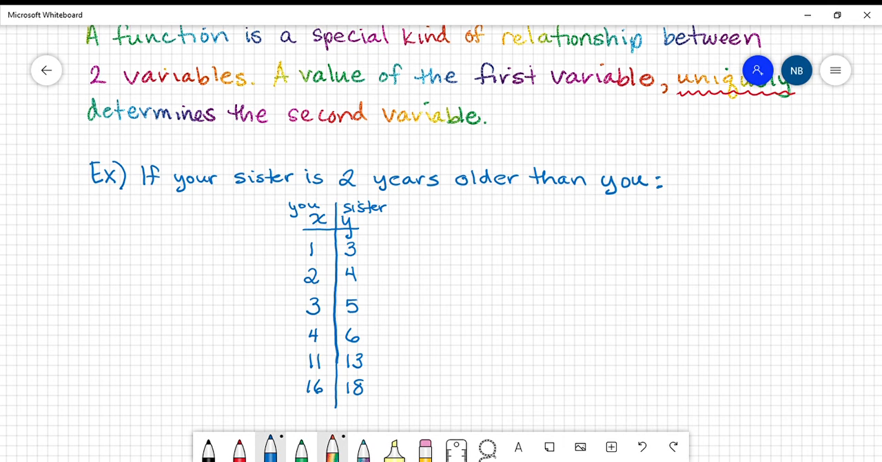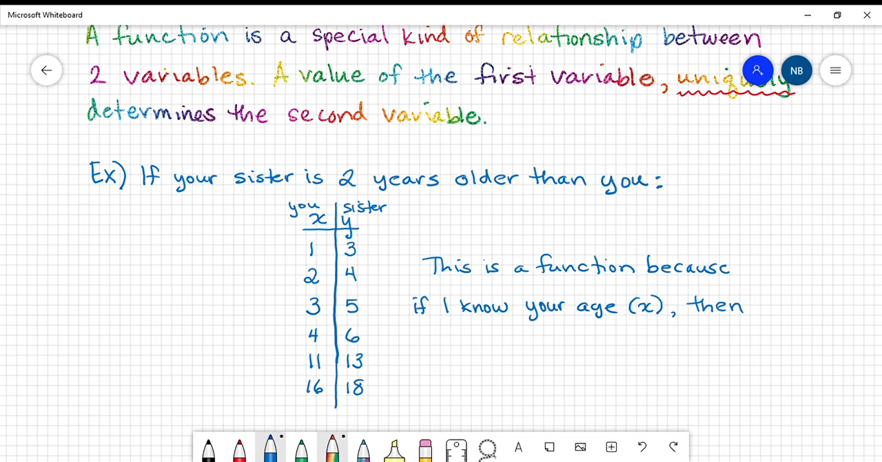Notice that if I know how old you are, then I automatically know how old your sister is. So your age uniquely determines your sister's age. So this is a function, because if I know your age, which is x here, then I know your sister's age, which is y here. Okay, so the first variable uniquely determines the second variable.